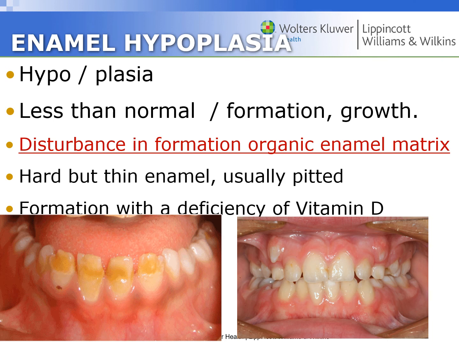So we'll go with enamel hypoplasia again, less than normal formation or growth. It is a disturbance in the formation of the organic enamel matrix. It has to do with enamel, and it has hard but very thin enamel, usually very pitted. It can also form with a huge deficiency of vitamin D.